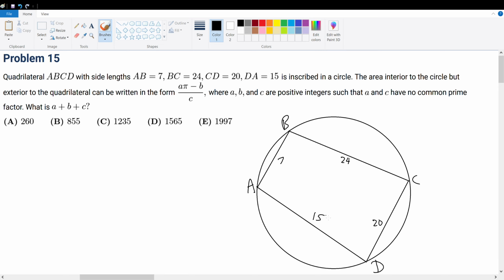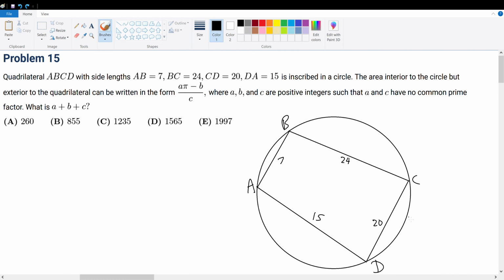Problem 15. Quadrilateral ABCD with side lengths given is inscribed in a circle. The area interior to the circle but exterior to the quadrilateral, so basically this region, can be written as the following. We're trying to find what is A plus B plus C. So given this information, what do we do?